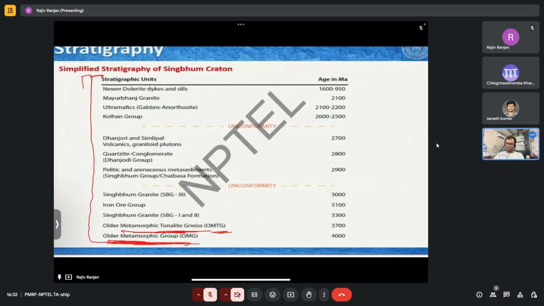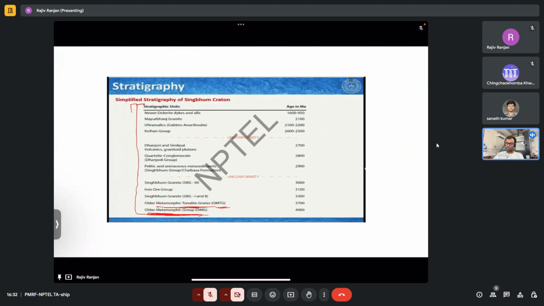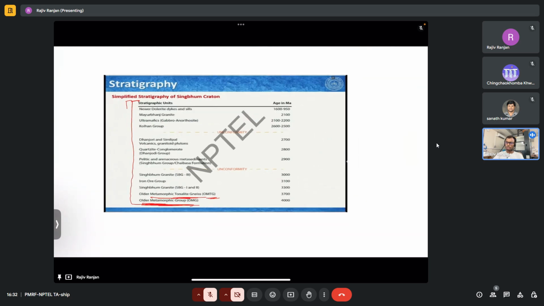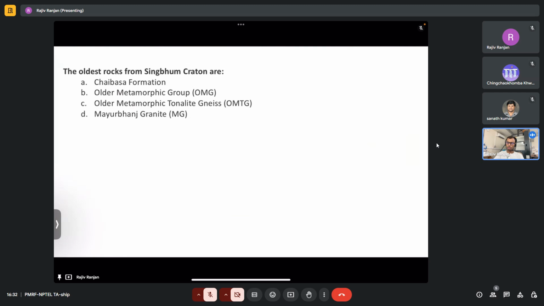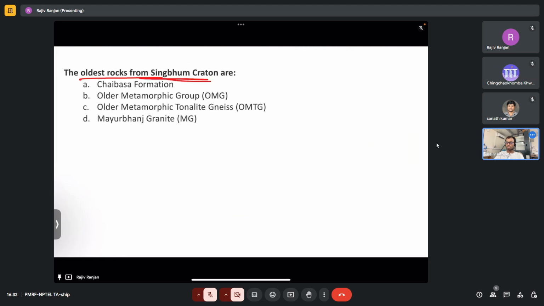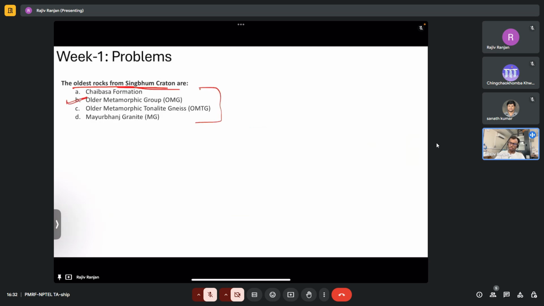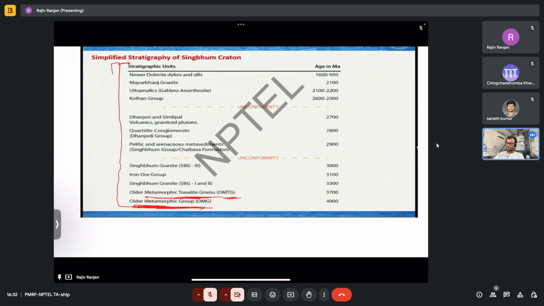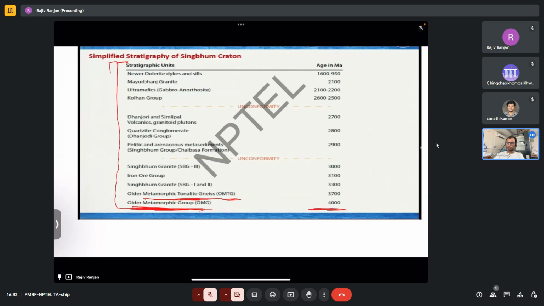Okay, so this question we were discussing: what are the oldest rocks of the Singhbhum Craton? These were the options. The oldest formation or oldest rocks in the Singhbhum Craton is the older metamorphic group. If we have seen the lectures, Sir has talked about this very simplified stratigraphy of the Singhbhum Craton.